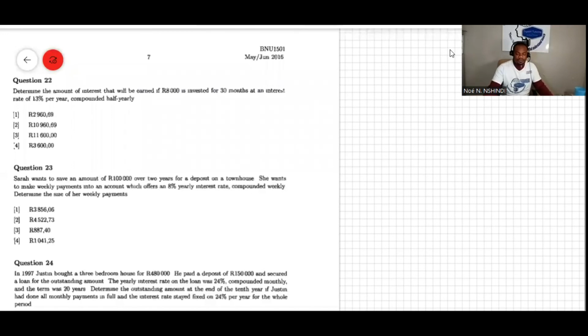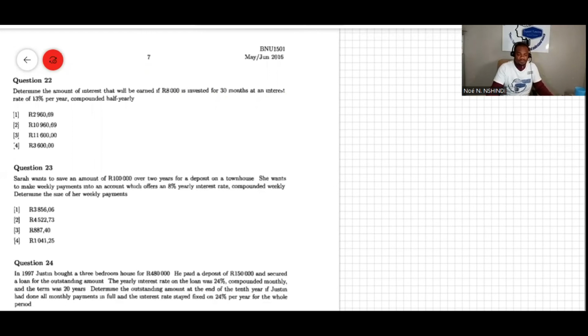Well, we have another question here that says, determine the amount of interest that will be earned if 8,000 Rand is invested for 30 months at an interest rate of 13% per year, compounded half yearly. Well, let's first identify the unknown in the question. So determine the amount of interest.